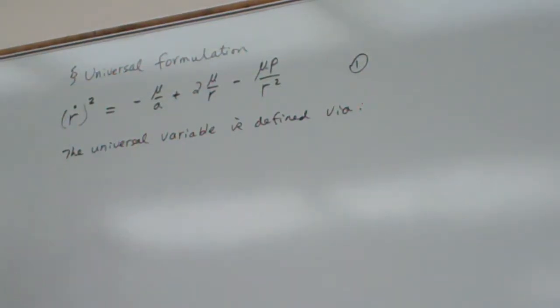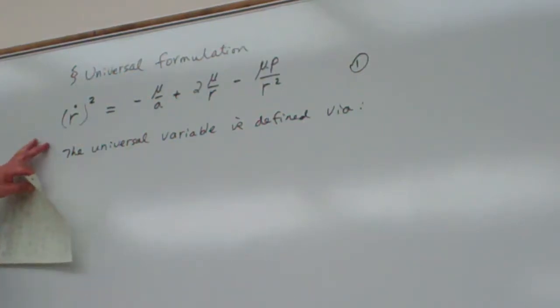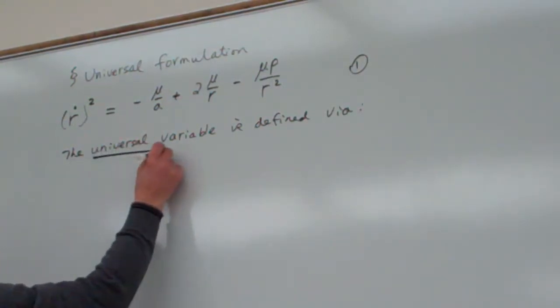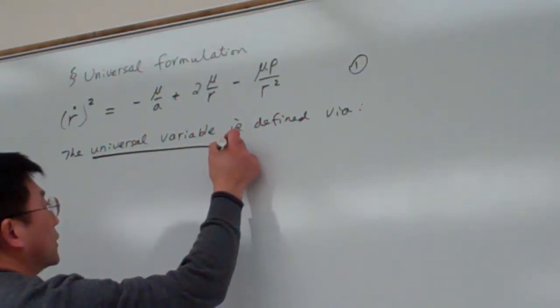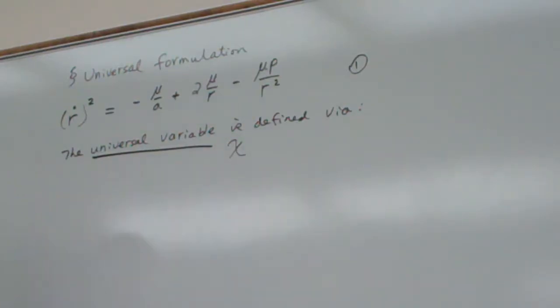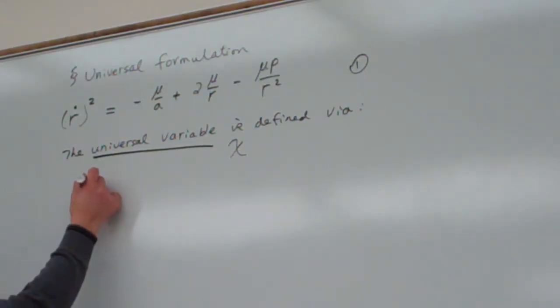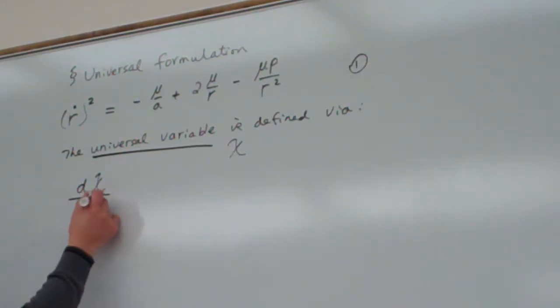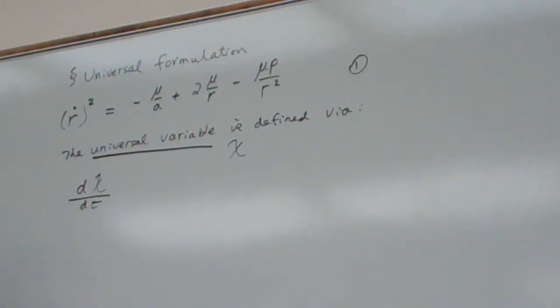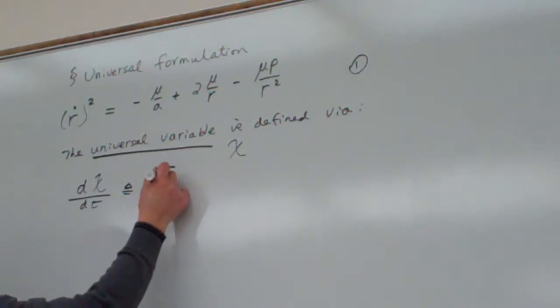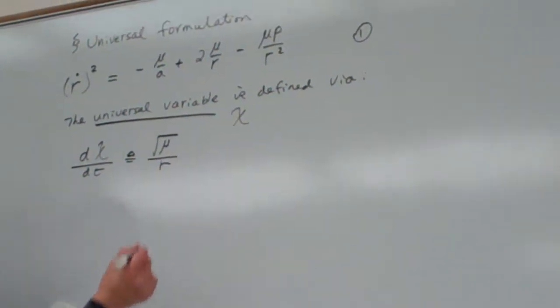So that's the last time we did, and we have the first equations and the universal variables, and that one is we're going to use this symbol Kc, capital Kc, and that one is defined by this, and the derivative of Kc over time we define as square root of mu over r. Okay.